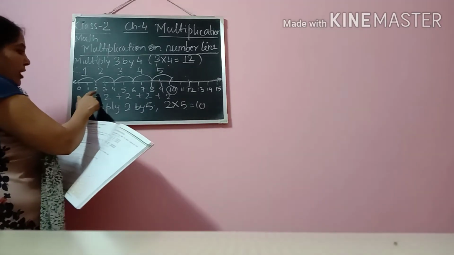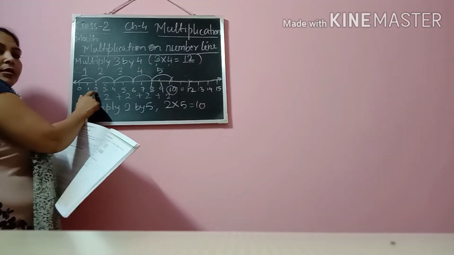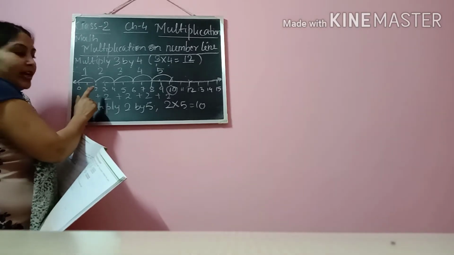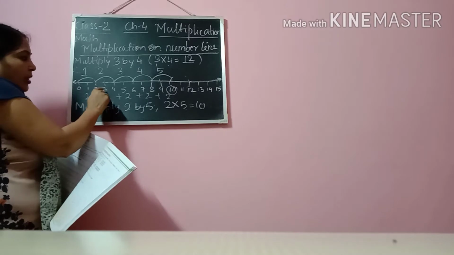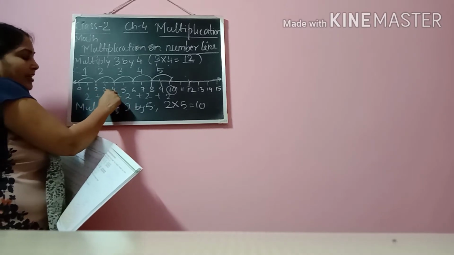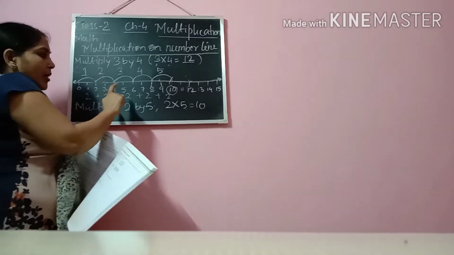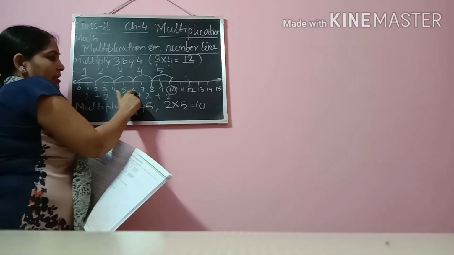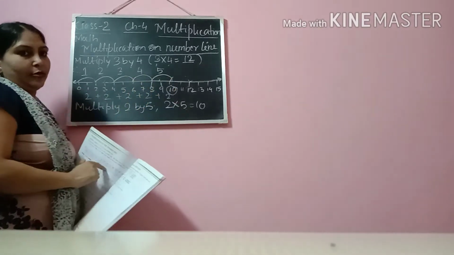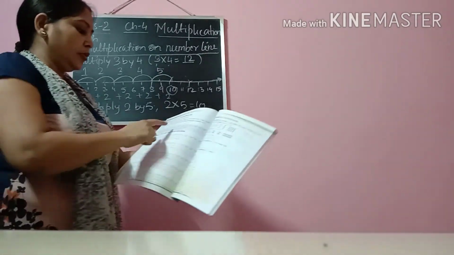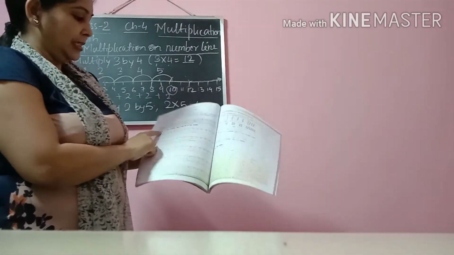So we are not counting actually this number. Try to understand, children. We are not counting the number where we have landed. From the next number we are counting 1, 2. Then we have reached 4. We are not counting 4 again. From here 1, 2, 6, 1, 2, 8, 1, 2. Like that. Okay.